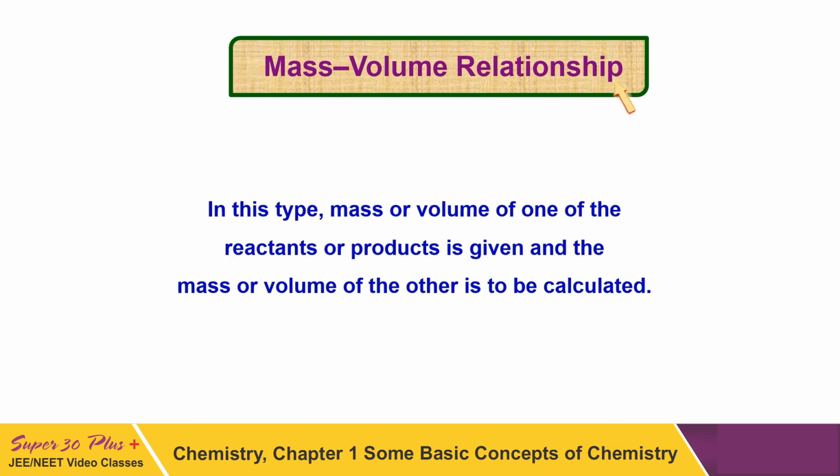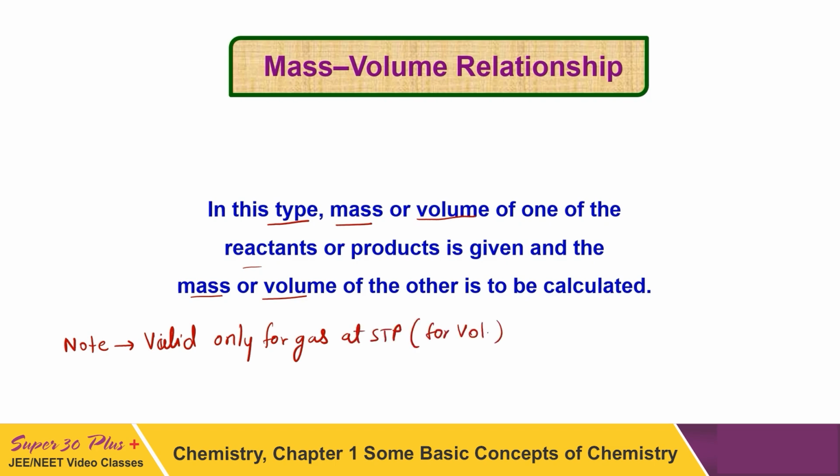Now the other relationship is the mass-volume relationship. What happens in this mass-volume relationship, students? It is also very easy. In this type, the mass or the volume of one of the reactants or products is given, and the mass or volume of the other is to be calculated. So in this relationship, the mass of one reactant is given and the volume of another is to be calculated. But remember, note, in terms of volume, this relationship is valid only for gas at STP, right?